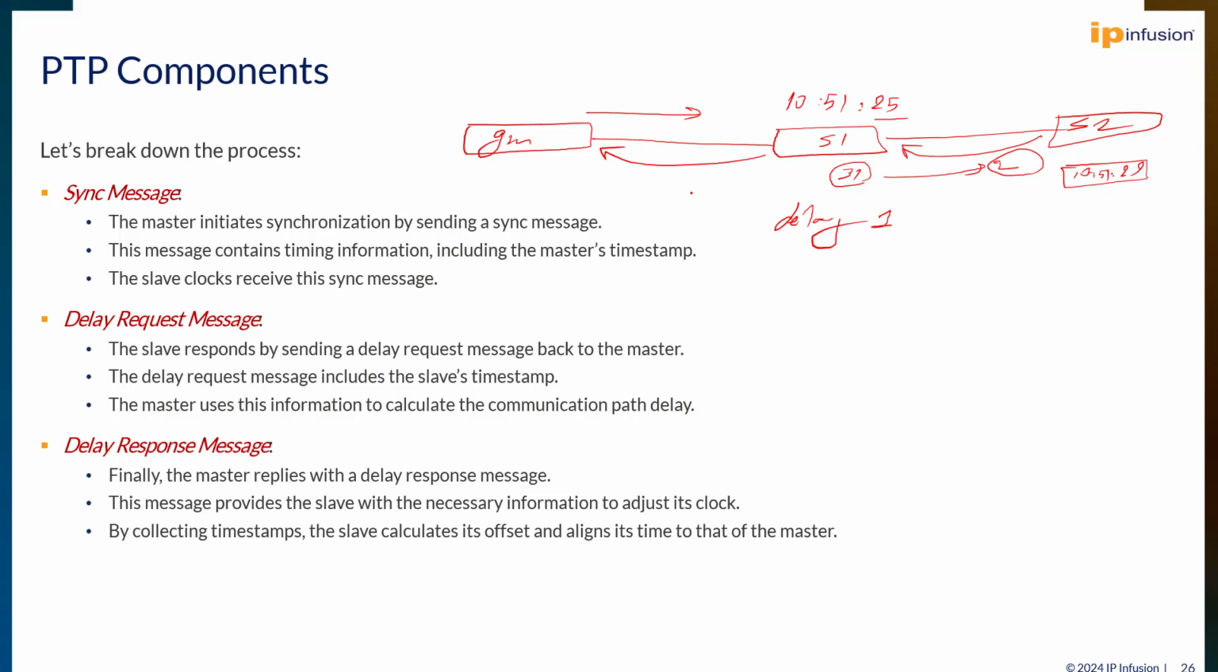We can have multiple grandmasters in our network. Let's say, for example, another one is here, GM2, this one GM1. Maybe this one is connected directly to switch 2. One of them is going to be in backup mode. One of them is going to be in active mode. In case the active one goes down, the backup one is going to come up and start working in the network.